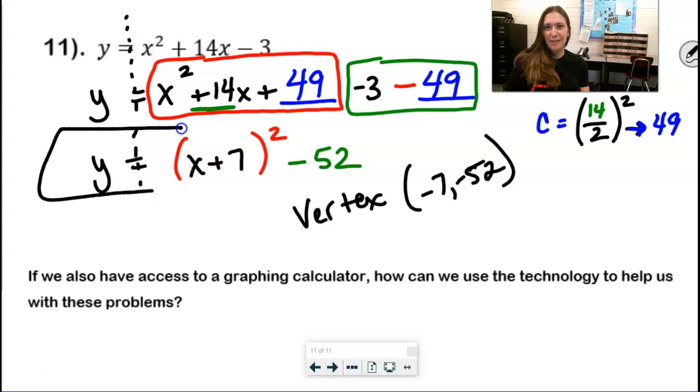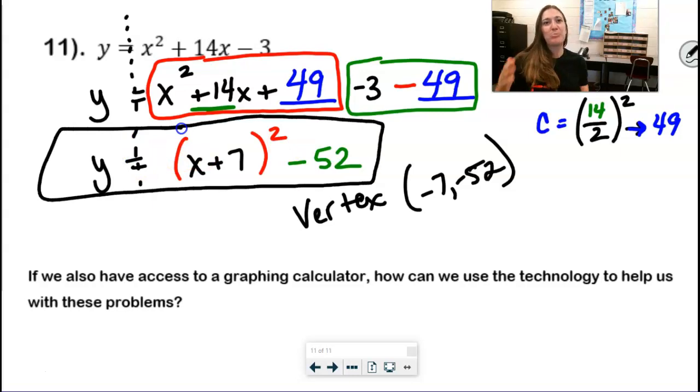And this is by no means the only way you can find the vertex of a quadratic without a calculator, but it's kind of neat. Again, I think I'm partial to completing the square just because I've used it so much in my math career, because it does come up a lot in advanced math. It's just a really cool manipulation technique. And I already kind of answered that last question.